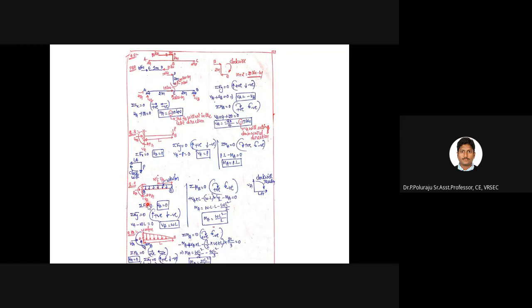That means the unknowns are VA, MA and HA; how to find them, you can see here. For a cantilever with a uniformly varying load, at the fixed support you have the maximum magnitude, whereas at the free end we have zero magnitude of that uniformly varying load. How to find the reactions VA, HA and MA can be seen from the step-by-step procedure in this document. If it is okay, I'll go to the next level.